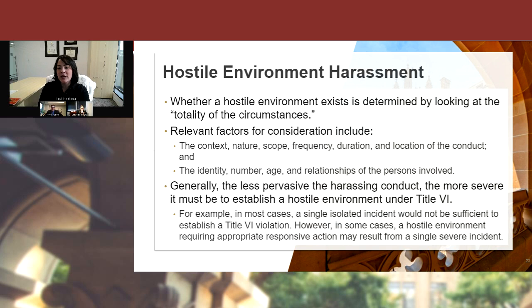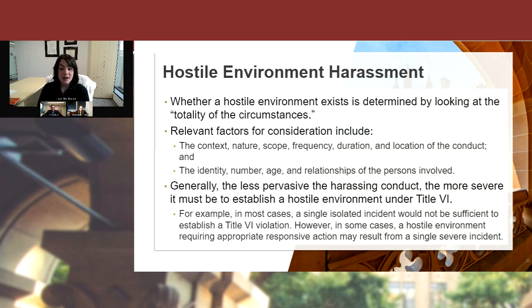And we like to point out that when it comes to a hostile environment, we're looking at the totality of the circumstances. There really isn't one thing typically that is going to make you check off that there is a hostile environment or not. We're looking at everything that is occurring. And that's why investigations are so important in these contexts, because you really want to be able to look at everything that happened around this unwelcome conduct.